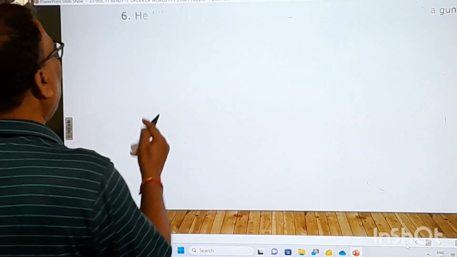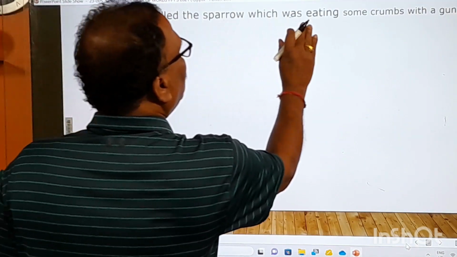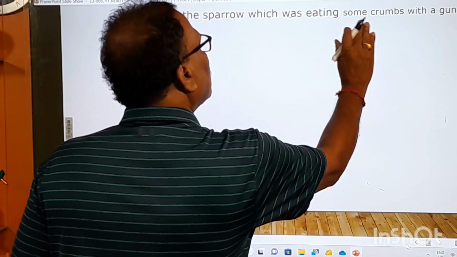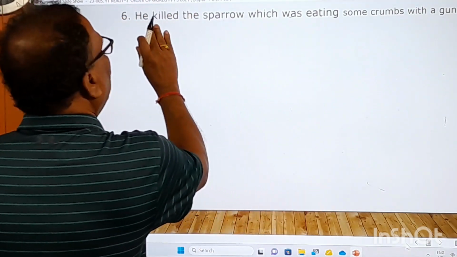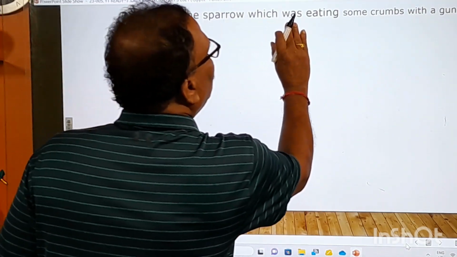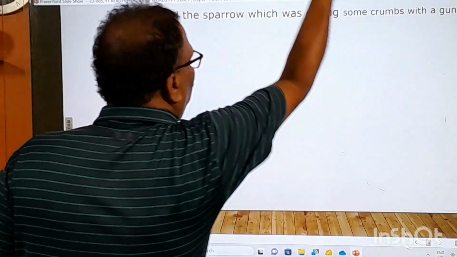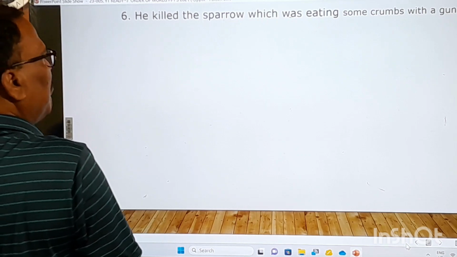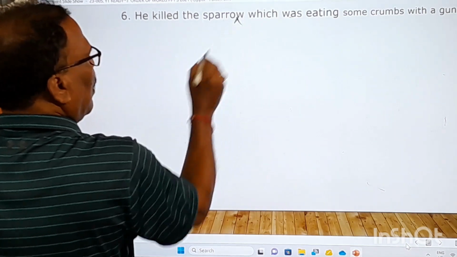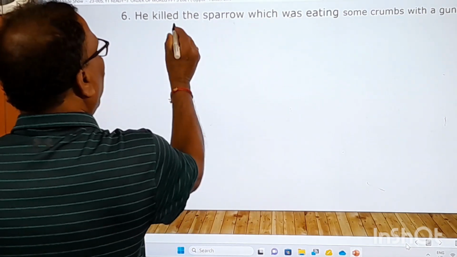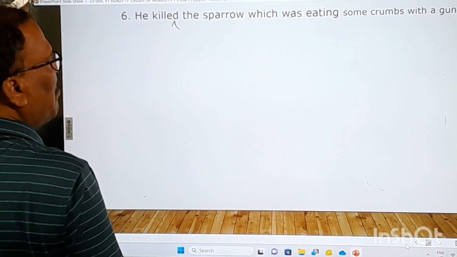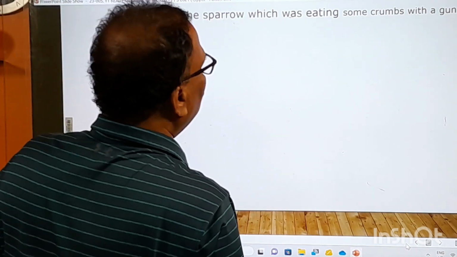Okay. And then comes, he killed the sparrow which was eating some crumbs with a gun. See, with a gun is placed somewhere else. Where should it be? He killed the sparrow with a gun. He killed with a sparrow. He killed with a gun the sparrow which was eating some crumbs.